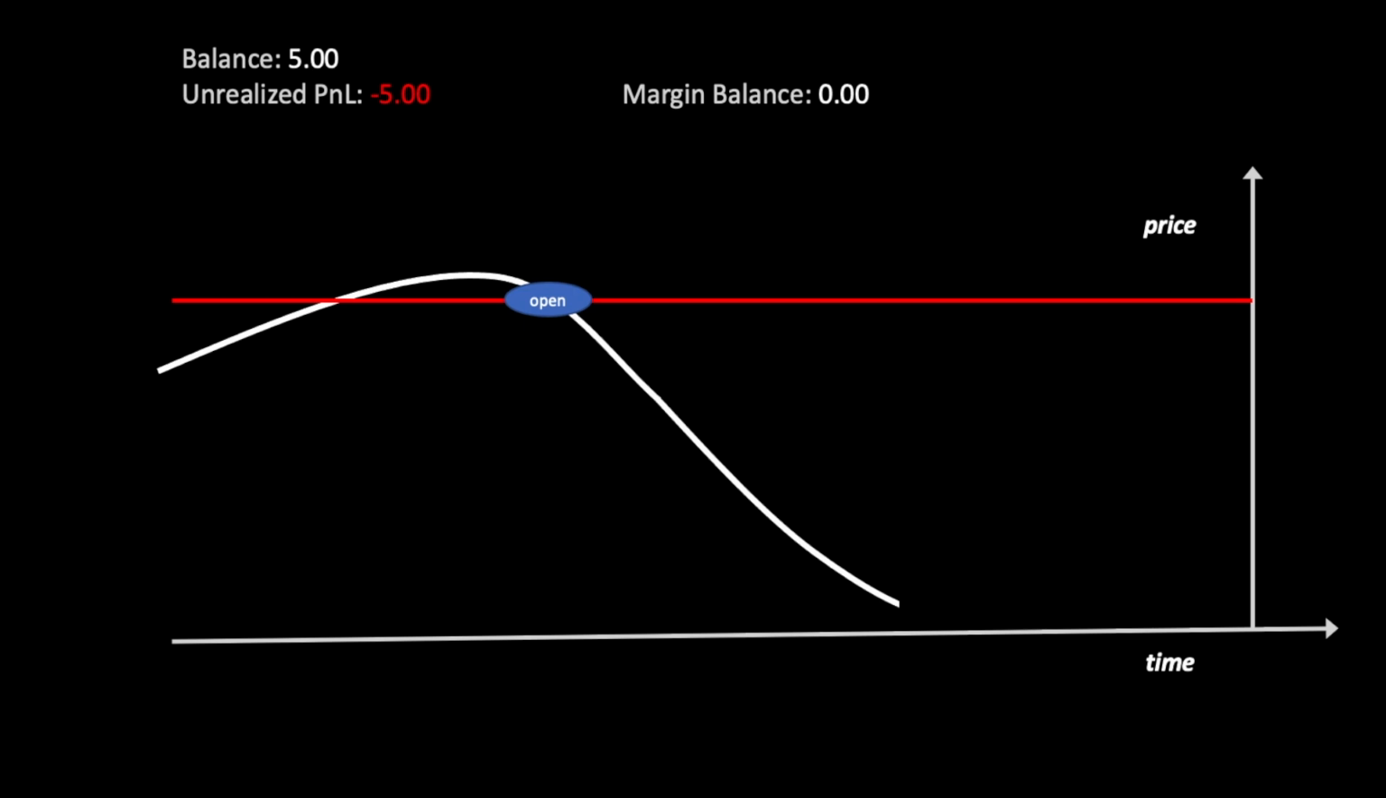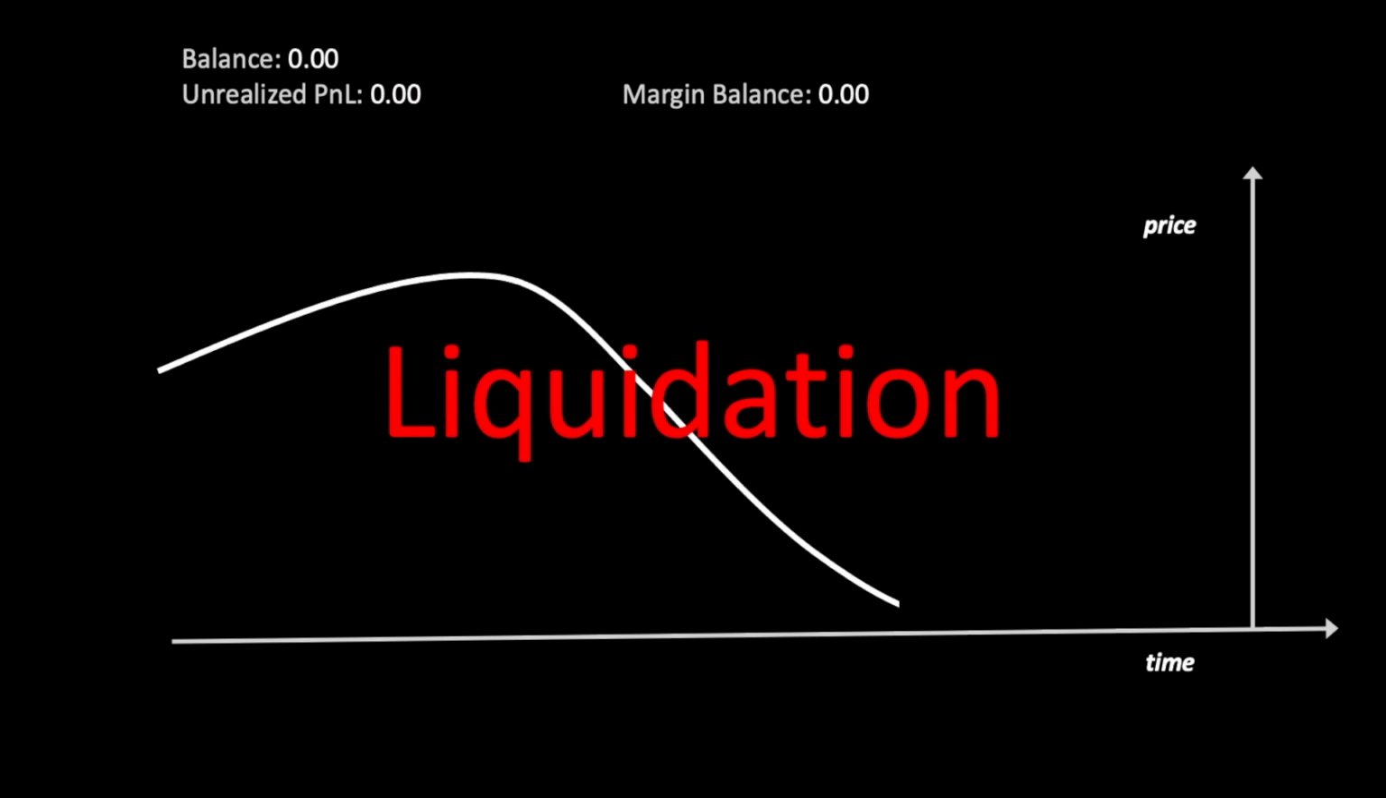And here's a critical moment. The price went down so much that it had exhausted my whole margin balance amount. I have no more margin left. At this moment the exchange will liquidate my positions. That means my loss will be realized, and my assets balance will be zero. And I will also lose my open position.